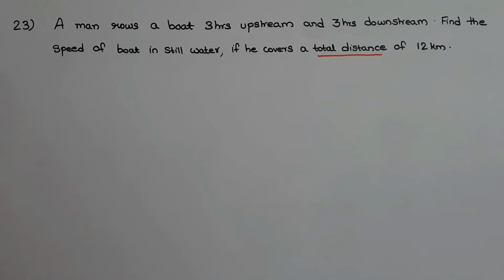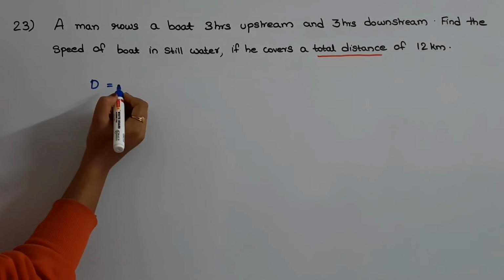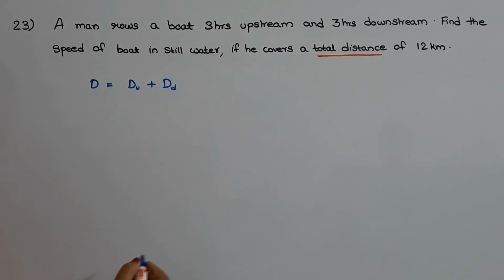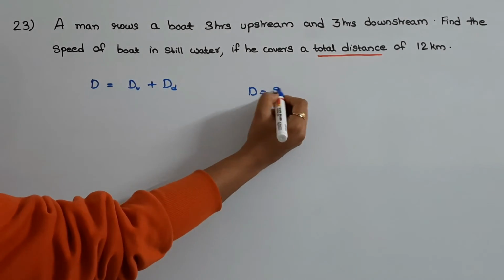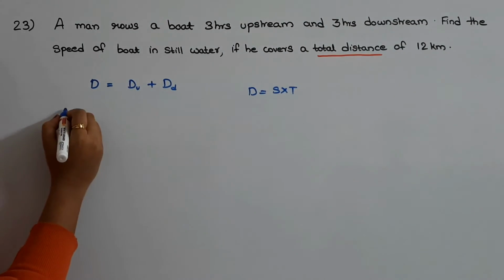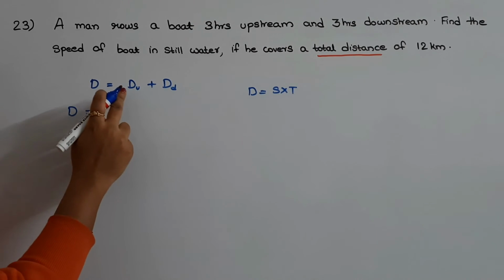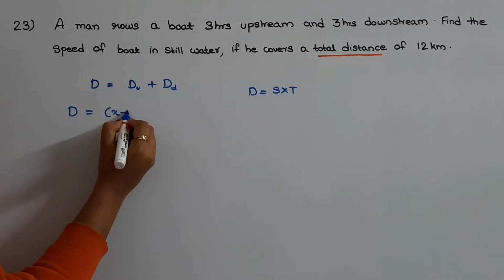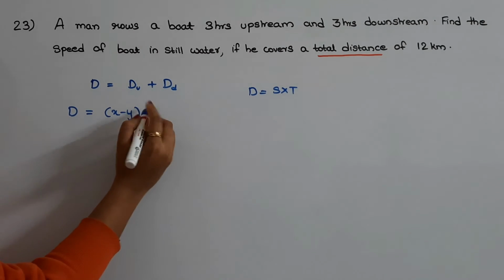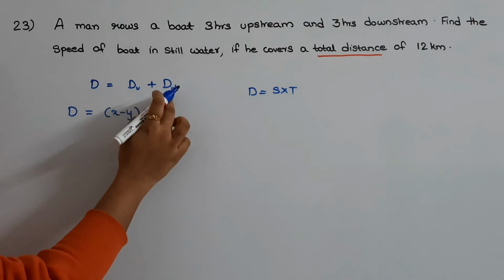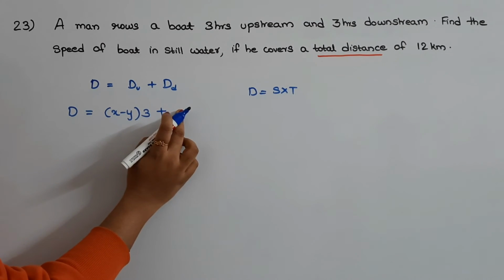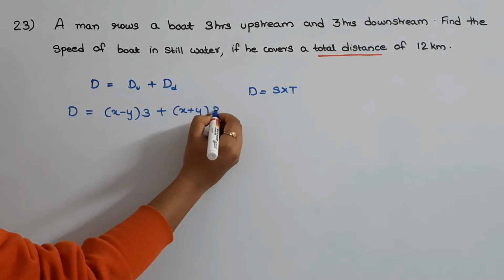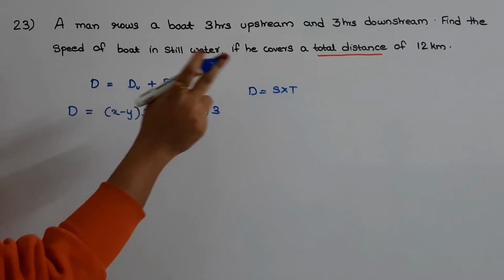The total distance travelled is given as 12 km. So total distance travelled will be equal to distance travelled upstream plus distance travelled downstream. We know that distance is equal to speed into time. So this equation can be written as D is equal to distance upstream, which is upstream speed, (x - y), into upstream time, that is 3, plus distance downstream, which is downstream speed into downstream time. Downstream speed will be equal to (x + y), and that particular time is given as 3. Now total distance is given as 12 km.